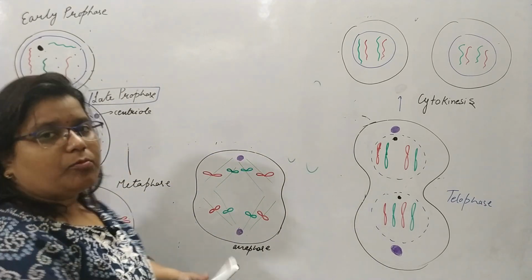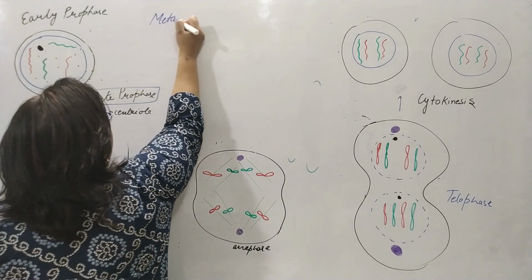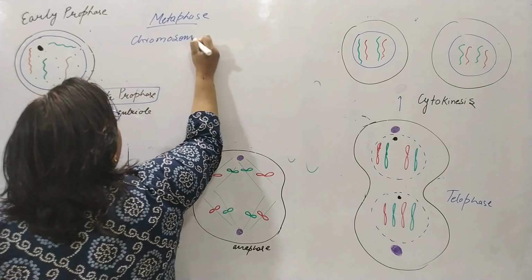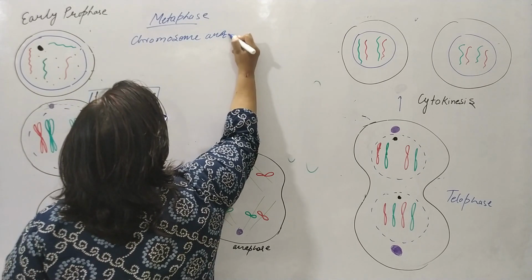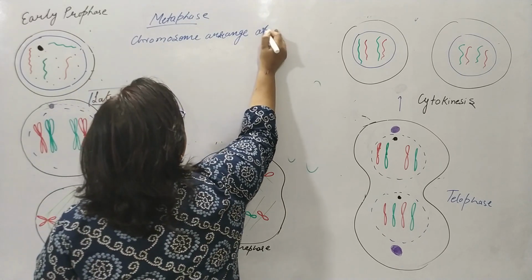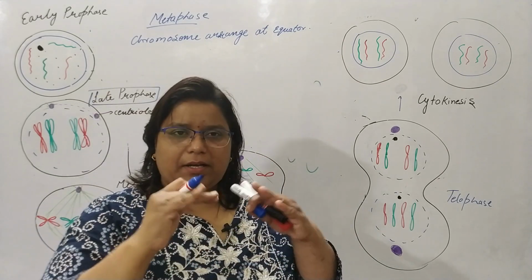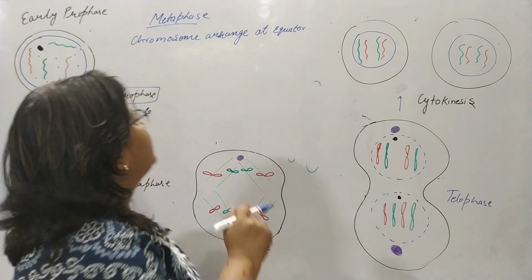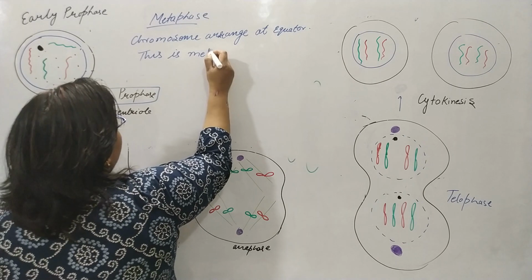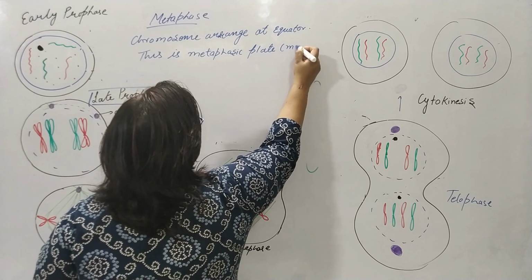In the metaphase, the chromosomes are arranged at the equator. This is the metaphase. Chromosomes arranged at the equator with the help of the spindle fiber. This is called the metaphasic plate or mid plate.